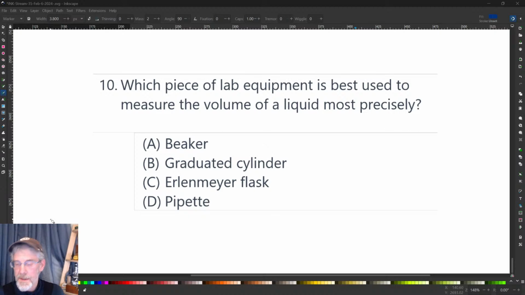All right, which piece of lab equipment is best used to measure the volume of a liquid precisely? What are you guys thinking? Volume precisely.